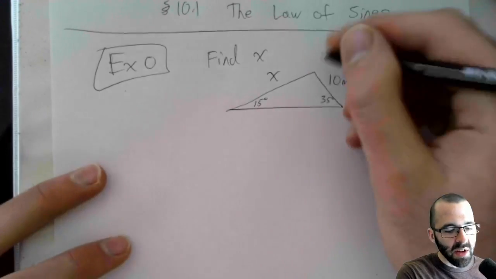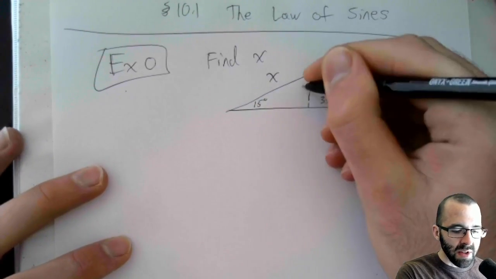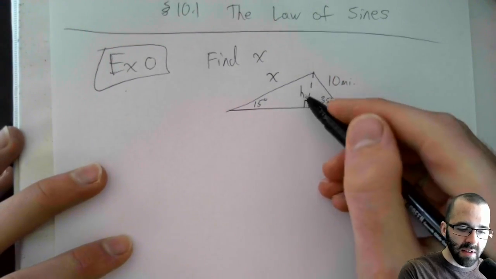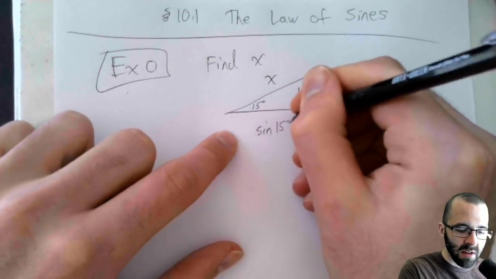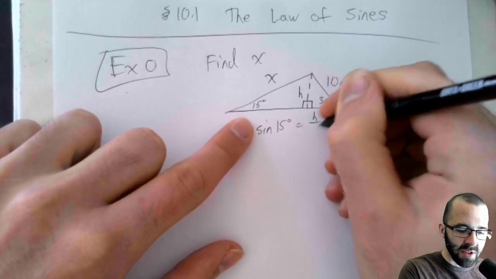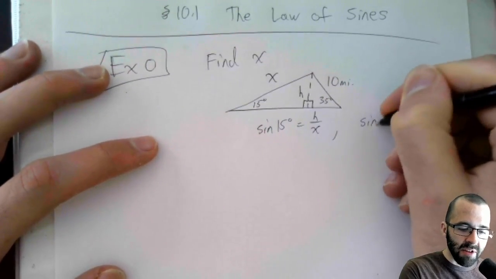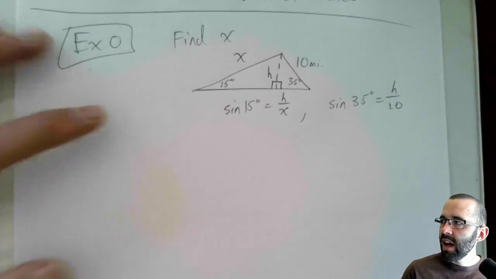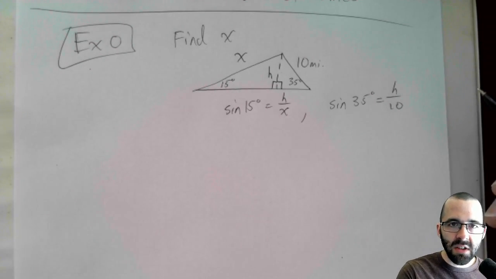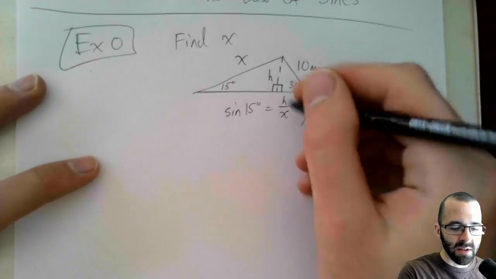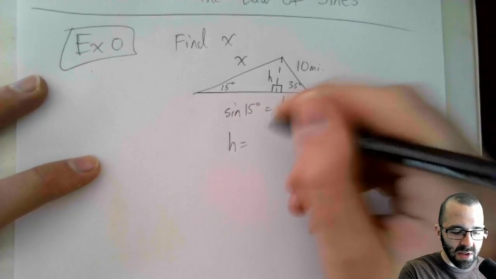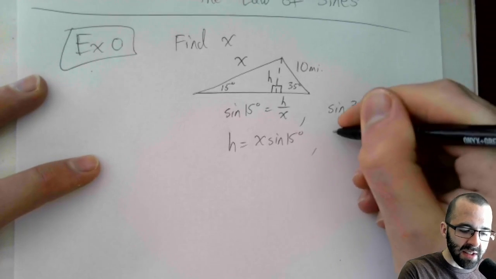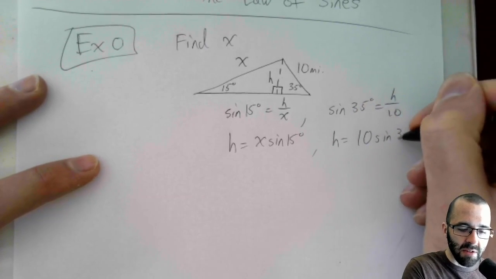So in the past, we solved this with a system of equations. We said we can turn it into 2 right triangles, like so. Right, and then the sine of 15 degrees is equal to the opposite over hypotenuse, h over x. And the sine of 35 degrees is the opposite over hypotenuse, h over 10. And then what we would do is we'd solve both sides for h and substitute it out. So multiply both sides by x, you get h is equal to x times sine of 15 degrees. Over here, multiply by 10, you get h equals 10 times the sine of 35 degrees.